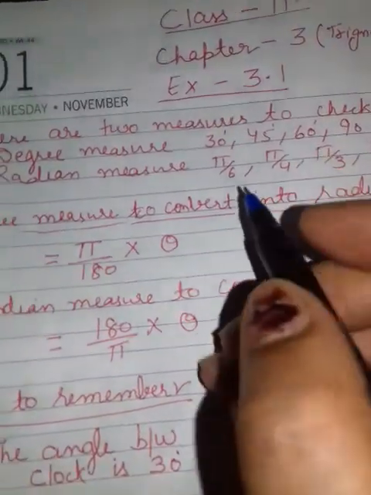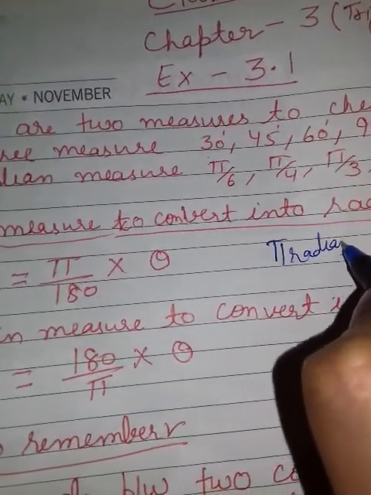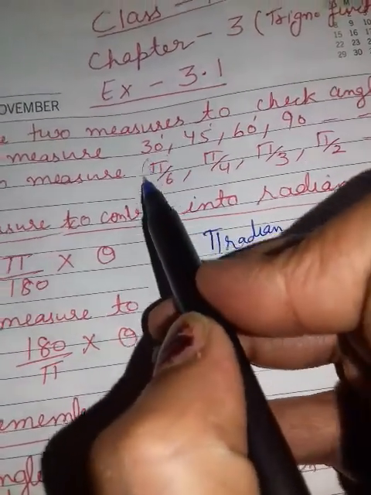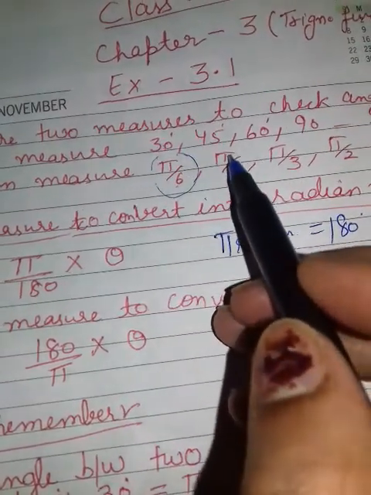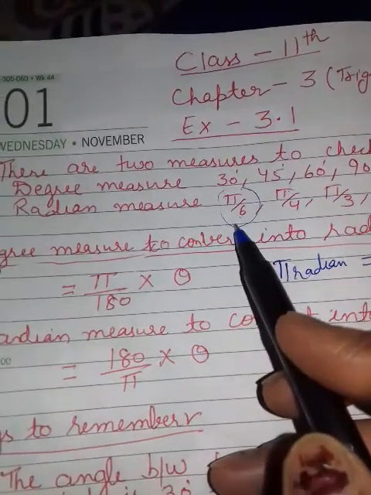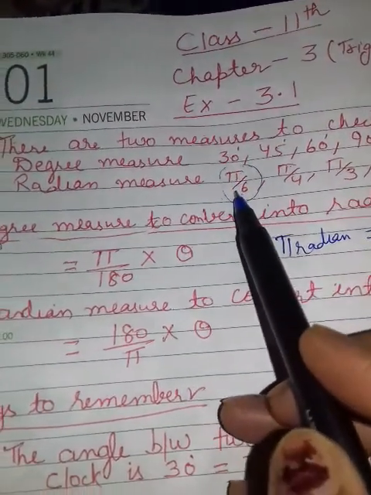In my previous video, I discussed what is pi. Pi radian is equal to 180 degrees. If you see, 180 upon 6 is what? 30. Same, 180 upon 4 is 45. This means you can write your angles in two measures, degree and radian.